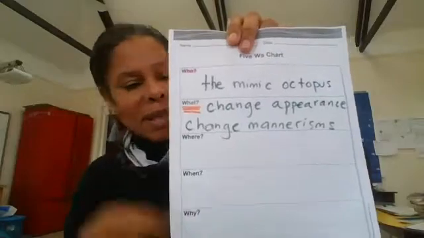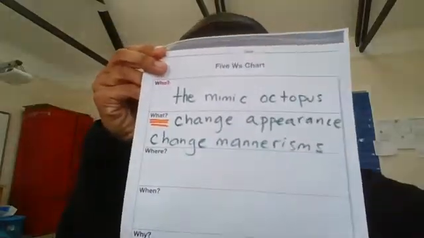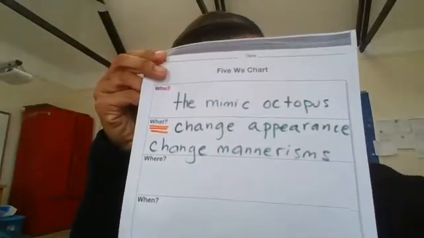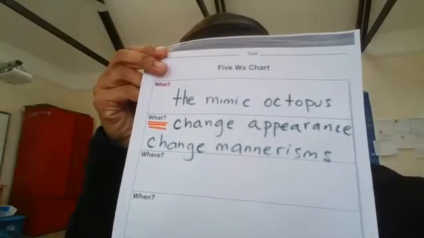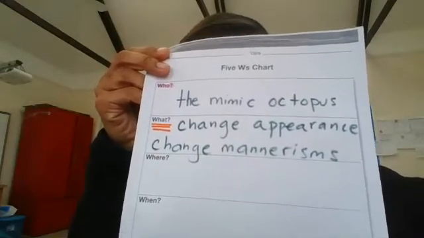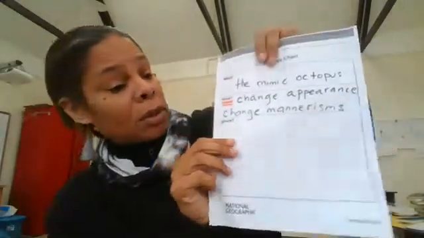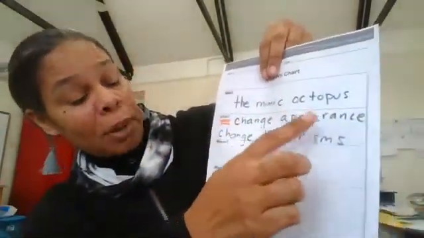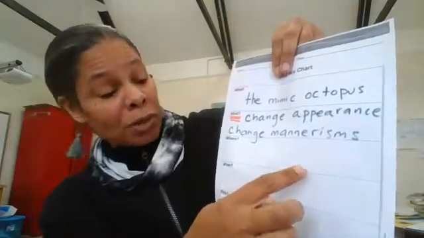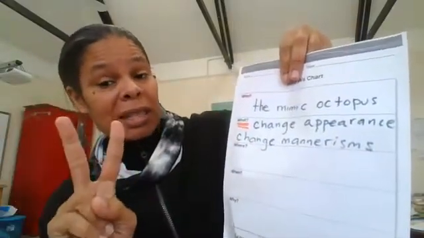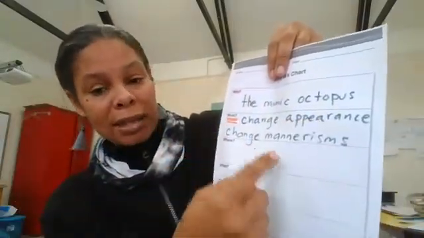Now some of you might be saying, but Ms. Brown, they said that it can swim like a fish, like a sea snake, it can imitate 15 different species. Yes, it does give you lots of examples of how it can change its appearance and its mannerisms. So overall, these are the two things that it can do: change its appearance and its mannerisms.